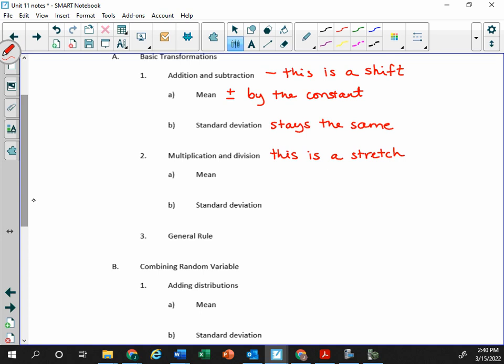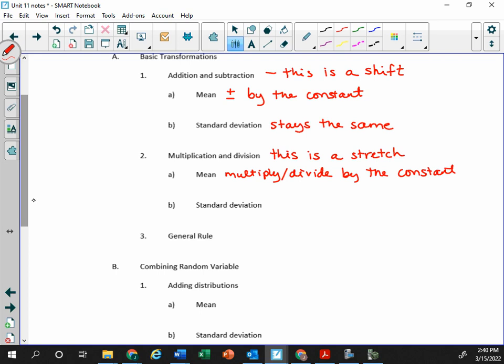So think again, let's say we have your test scores, and instead of adding 10 to everyone's score, I just say I'm going to double your score. What would happen to the mean? It would double. Yes. So for the mean, you just multiply or divide by the constant.